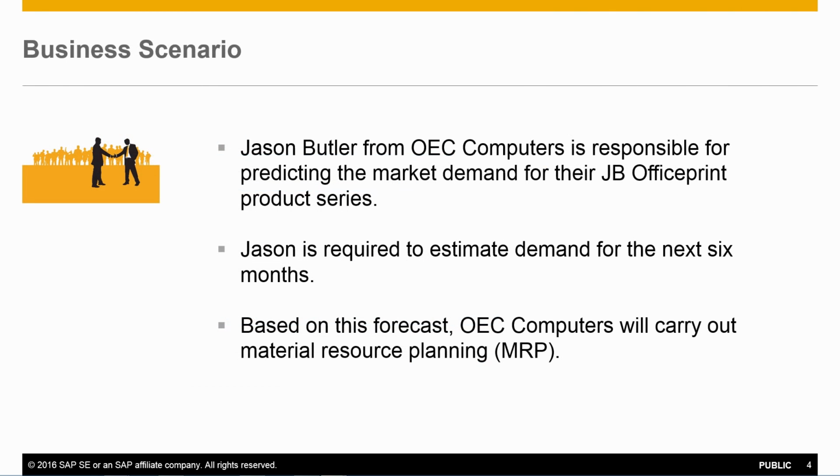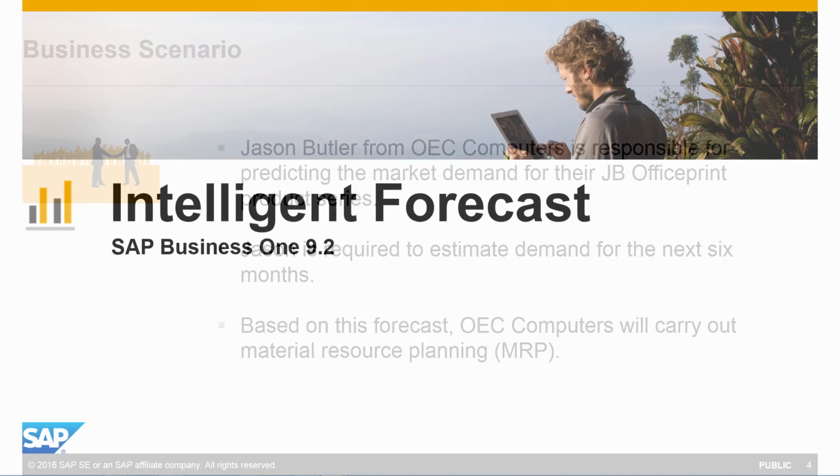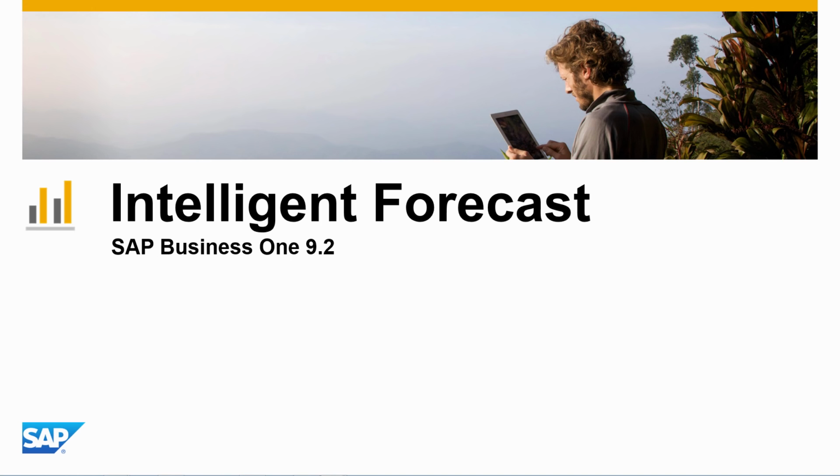Jason Butler from OEC Computers is responsible for predicting the market demand for his Office Print product series. Jason is required to estimate demand over the next 6 months, and based on this forecast, OEC Computers will carry out material resource planning. So let's now execute this scenario in SAP Business One, Release 9.2.